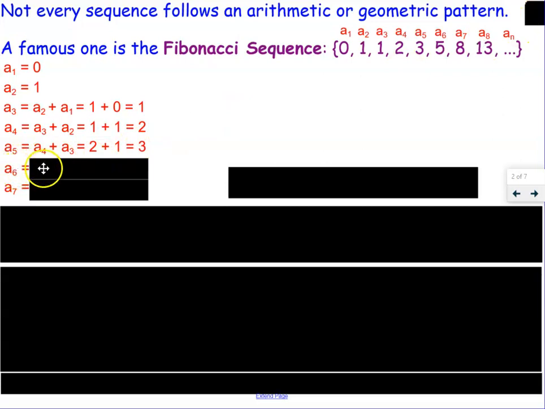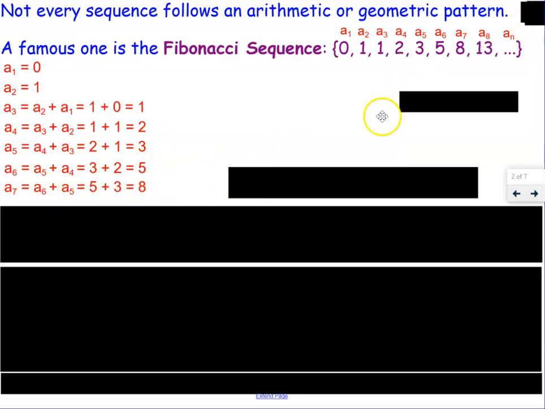To get the sixth term, you have to add the fifth term and the fourth term. So 3 plus 2 is 5. Then to get the seventh term, you have to add the sixth term and the fifth term. So 5 plus 3 is 8. So this pattern is to add the two preceding numbers. So really 8 plus 5 gives you 13. 13 plus 8 will give you 21. 21 plus 13 is 34, and so on.